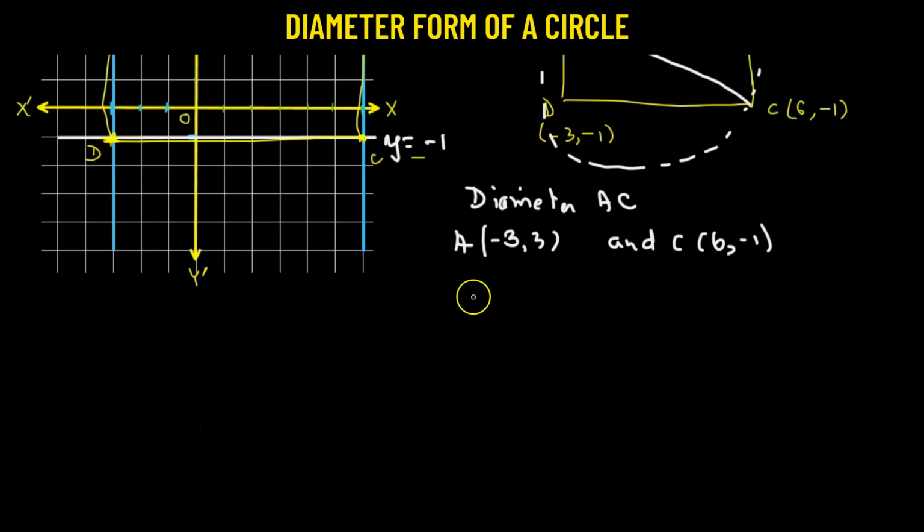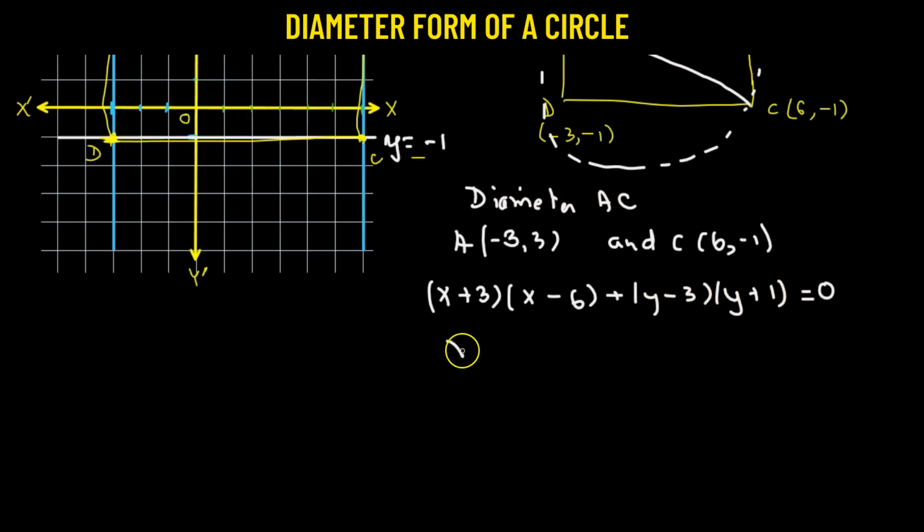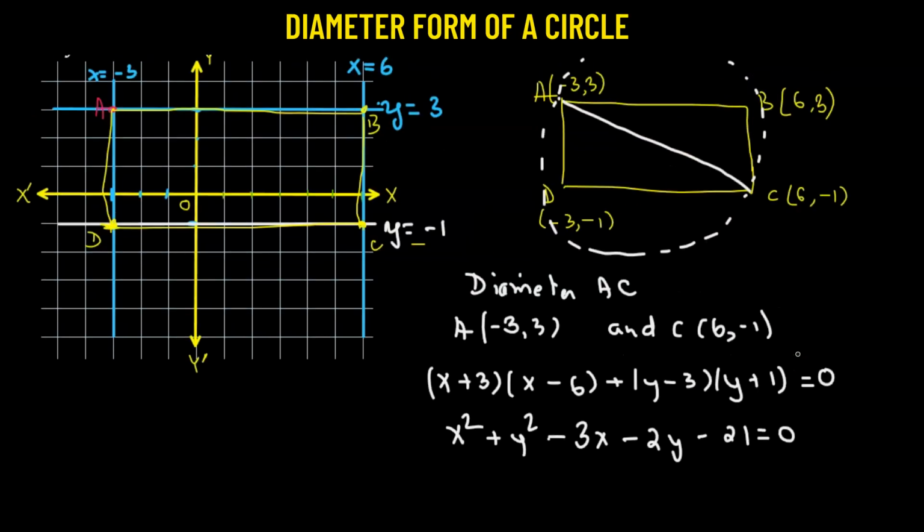So let's do that. So we're going to get (x - x1) times (x - x2), so that is going to be (x + 3) multiplied by (x - 6) plus (y - 3) times (y + 1) equals 0. So if we expand it, we're going to get x squared plus y squared. So we need negative of (x1 + x2). So we have negative (-3 + 6), so that's going to be positive 3x. So we get negative 3x. And then we have negative 2y minus 21 equals 0. So this is going to be the equation of the circle with diameter AC.